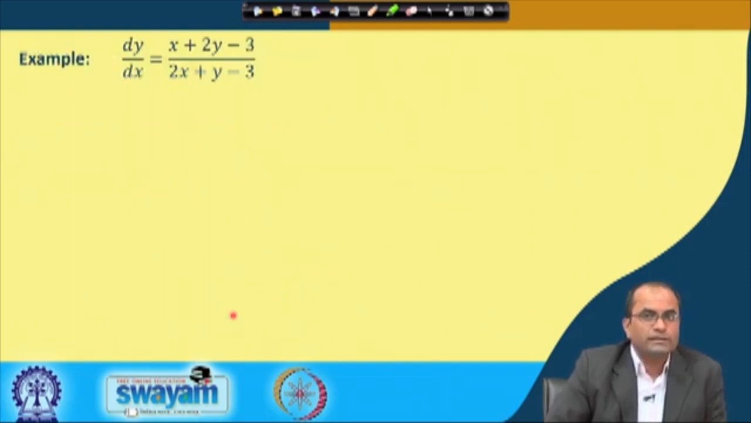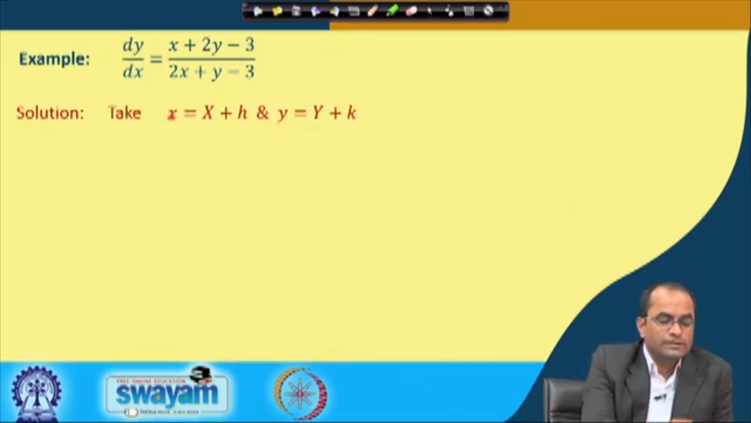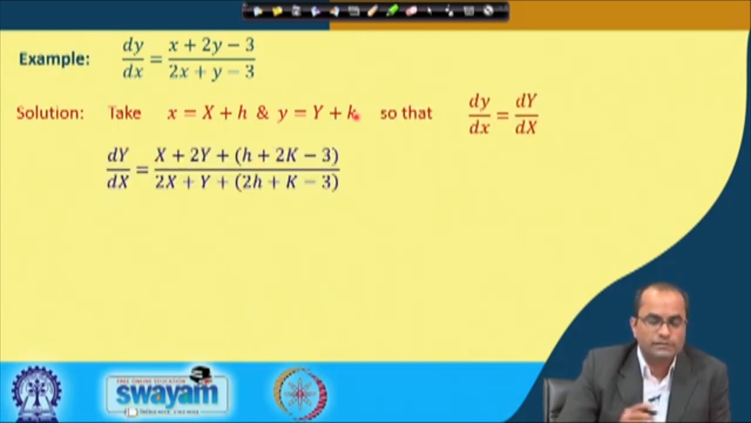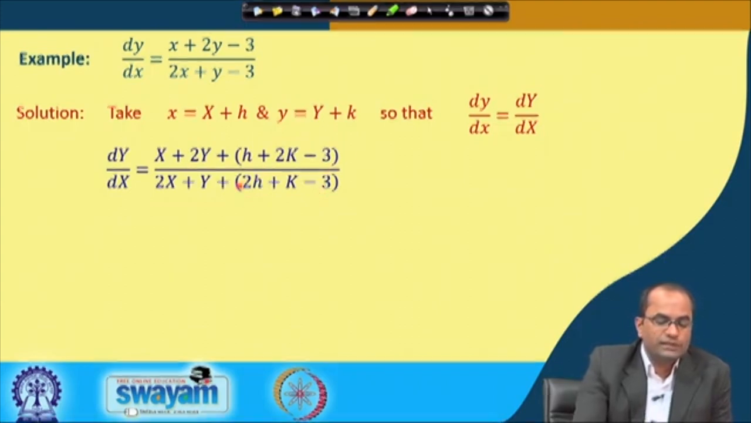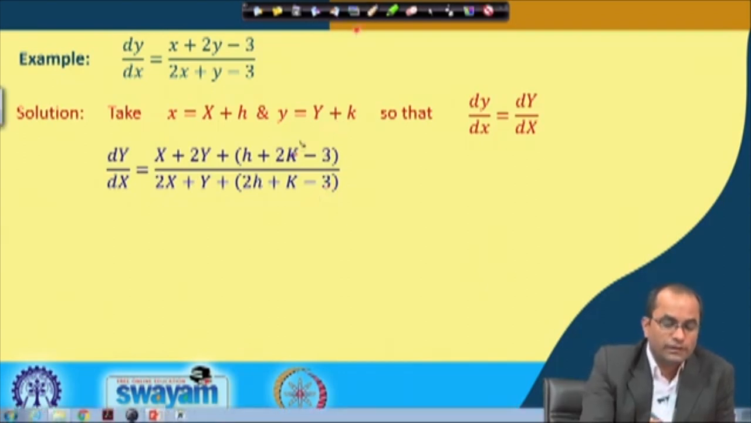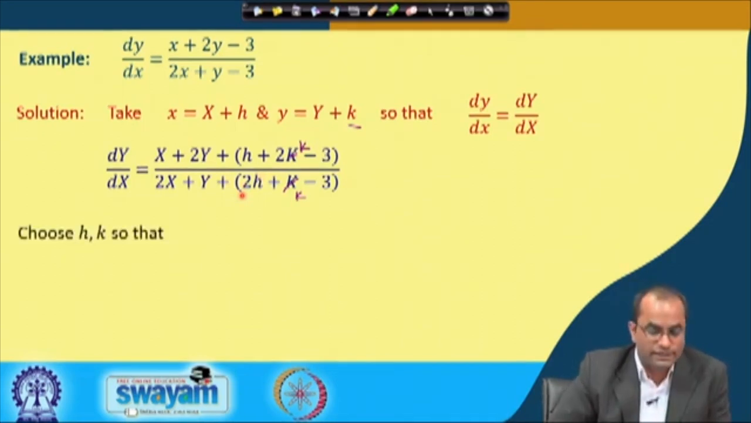So, let us do this one example, the last one for today's lecture. Here we assume x is equal to X plus h and y is equal to Y plus k, and substitute in the equation as discussed before. Then we have h plus 2k minus 3 and 2h plus k minus 3. Here this k is indeed a small k as given here. Now we will set this to 0 and also this to 0 and solve for h and k.